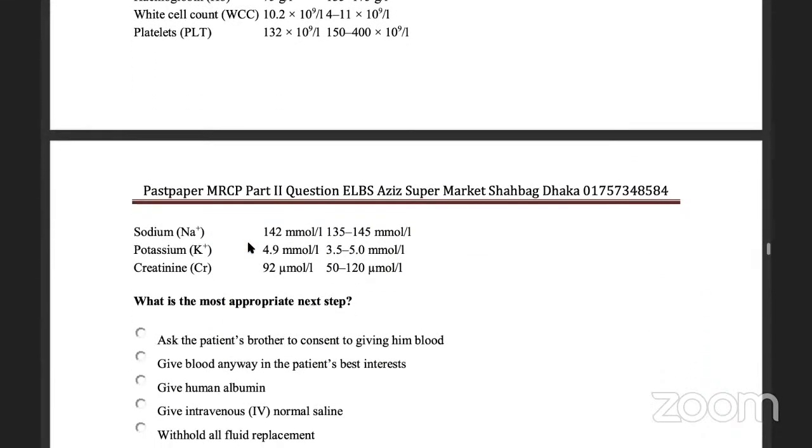What is the most appropriate next step? Ask the patient's brother to consent and give him the blood. Give blood anyway in the patient's best interest. Give human albumin, IV normal saline, or withhold all fluid replacement. Why human albumin? We'll give saline only. IV fluid or albumin? No, human albumin, they mentioned. Human, you cannot give. Yes, we have to give saline only, I guess.